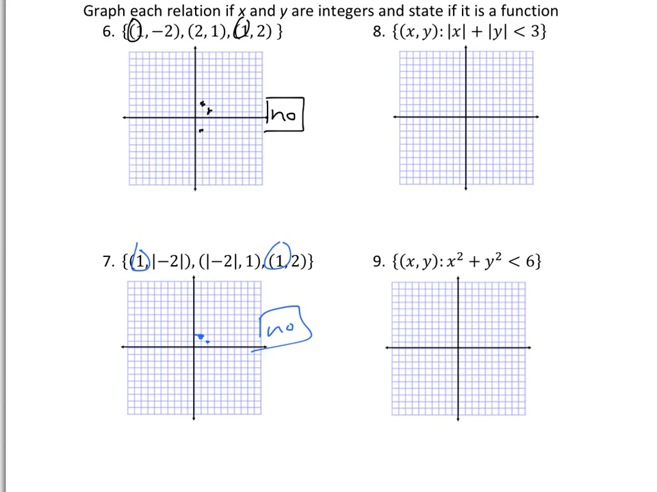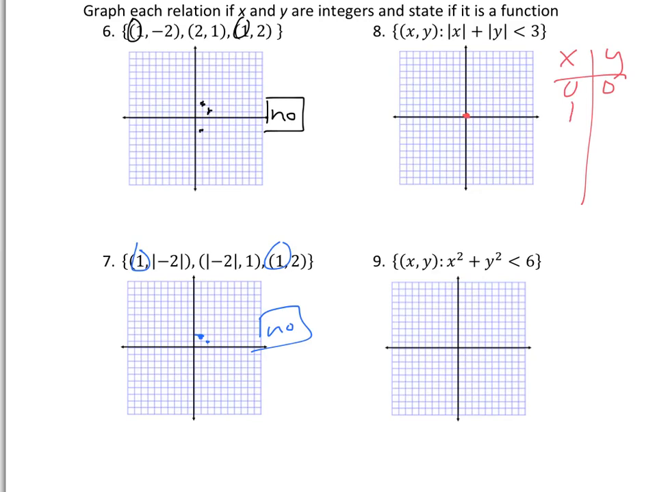Absolute value of x plus absolute value of y is less than 3. Remember, this is saying that x and y are both integers. I know that 0 plus 0 is less than 3, so the origin works. You're never going to be able to use 3 because we need less than 3. So we could try 1.